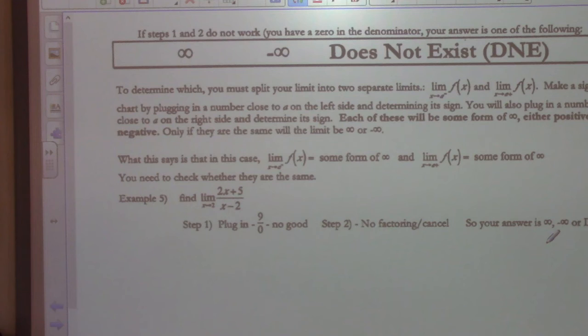Okay, so it has to be 0 over 0 to have more work, right? Other than that, if it's 0 on top, it's just 0. If it's just 0 on bottom, it's undefined, does not exist. So that's what it looks like.